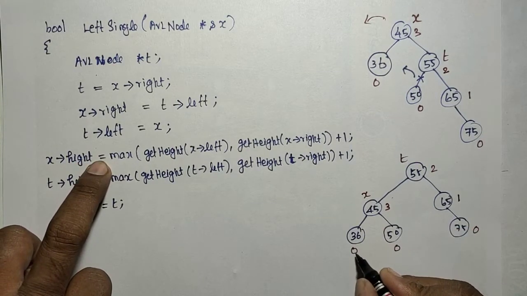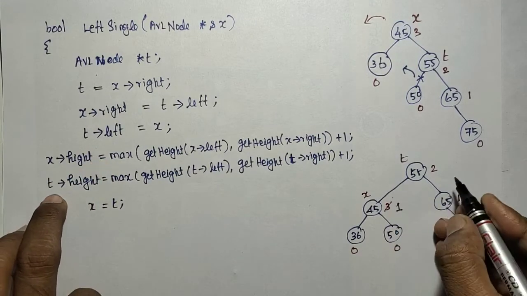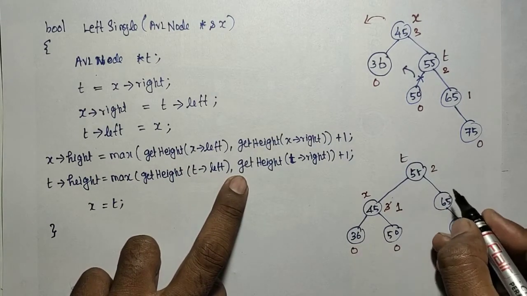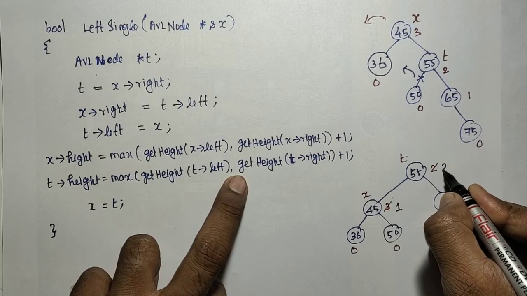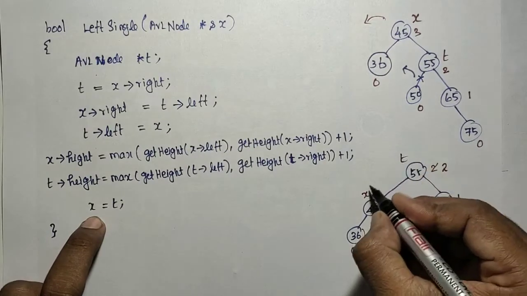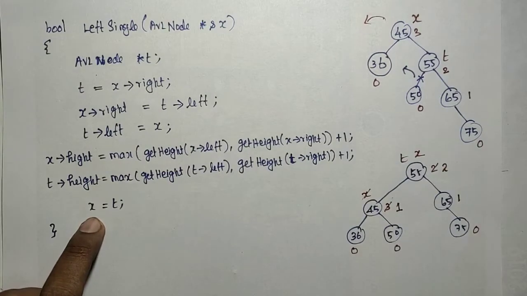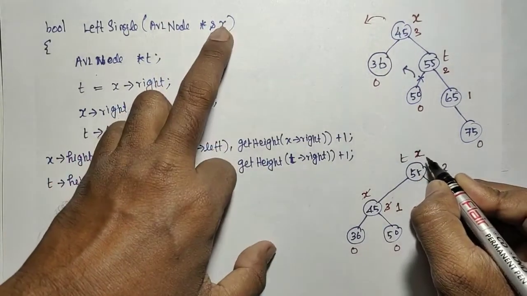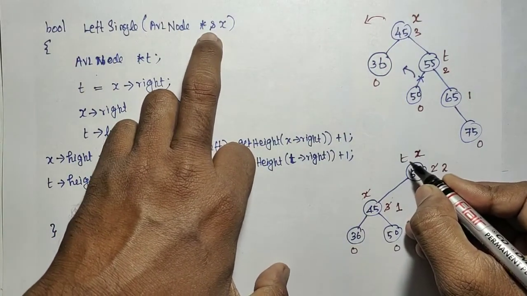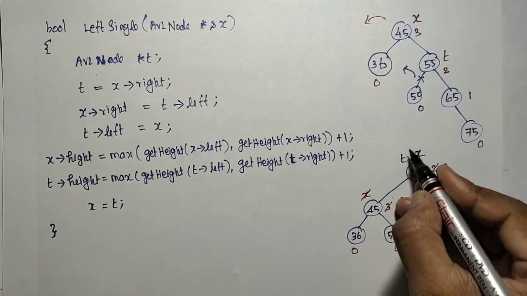So the maximum between this is 0, 0 plus 1, so this will be changed to 1, and the t height will be changed based on left and right. Left height is 1, here 1 plus 1 is 2, so this will be changed to 2, there is no change actually. And x equal to t means this will be moved here. So t will be gone, and the x will get updated to 55. That change has to be modified on the original x, so that is why we are passing it as a reference. So x will be moved to 55.